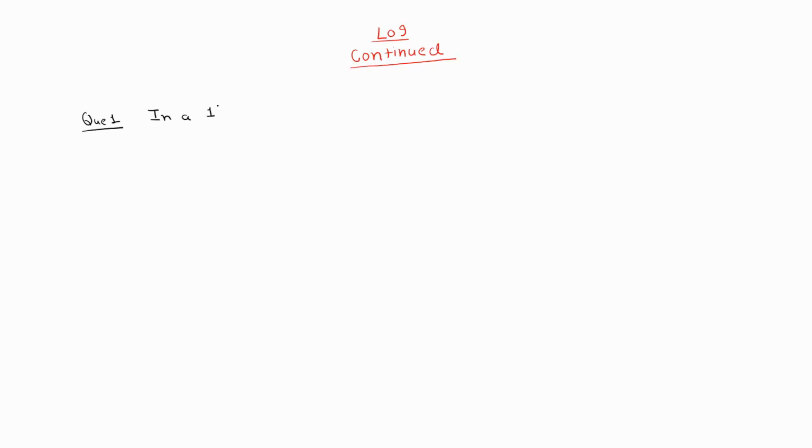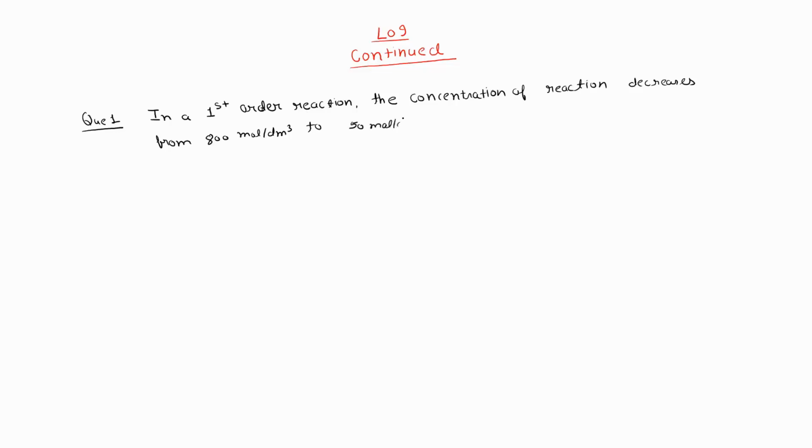In a first order reaction, the concentration of reactant decreases from 800 mole per decimeter cube to 50 mole per decimeter cube in 2 into 10 to the power 4 second. Find the rate constant. So options are given.